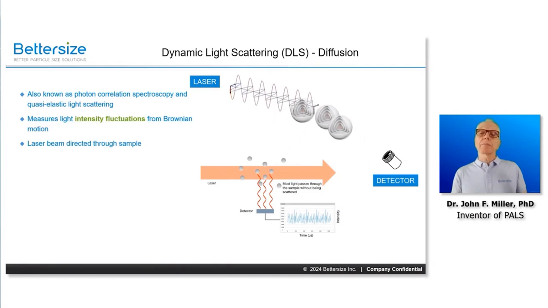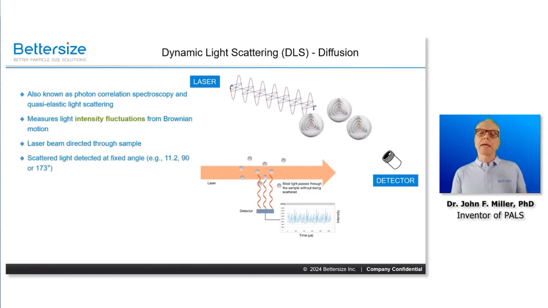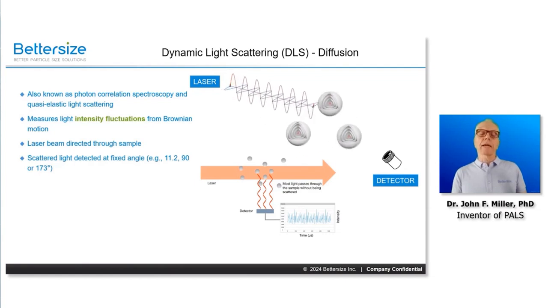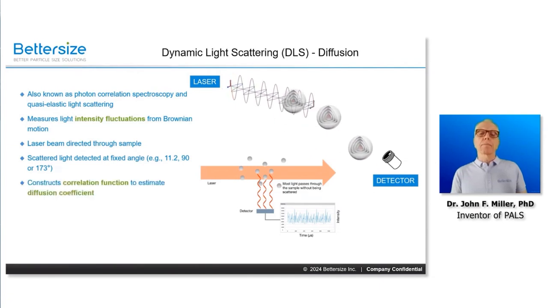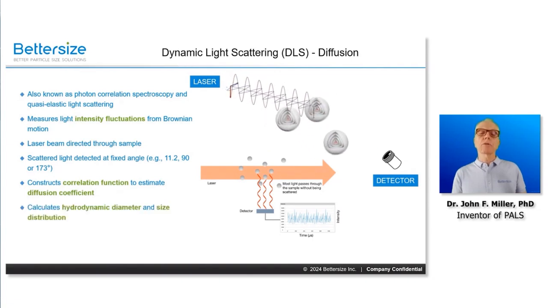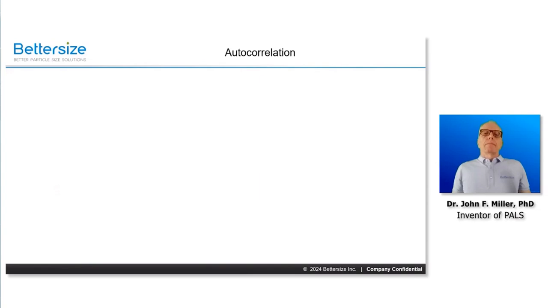In a DLS experiment, a laser beam is directed through the sample, and the scattered light is detected at a fixed angle, often 90 degrees. Some instruments offer other angles depending on the model. A correlator performs a function called autocorrelation, which enables estimation of the diffusion coefficient. And from the diffusion coefficient, the hydrodynamic diameter and size distribution of the particles in the sample can be determined.